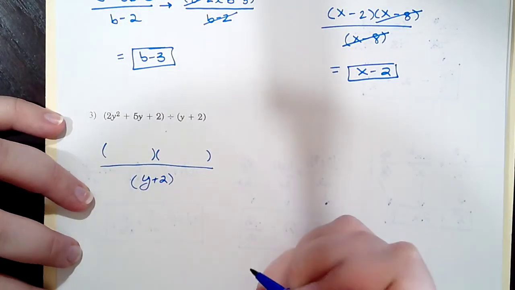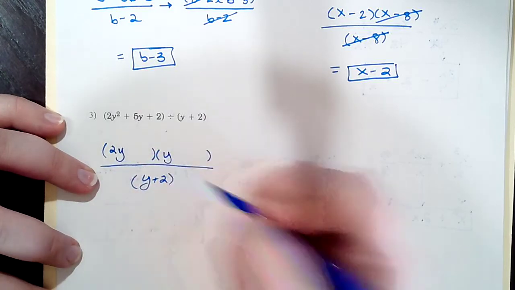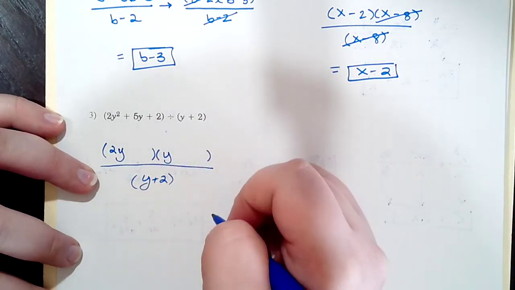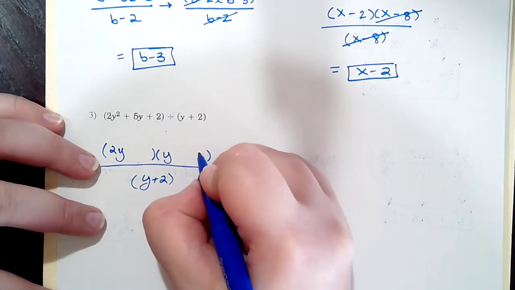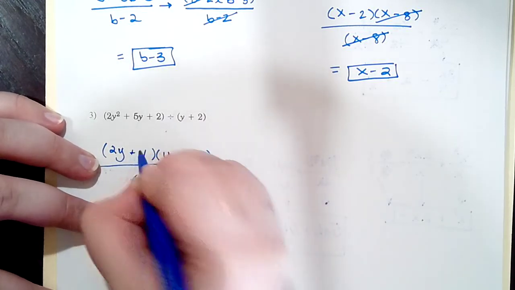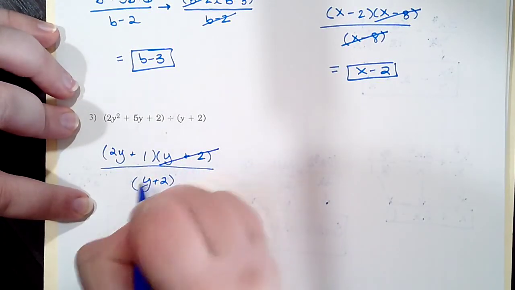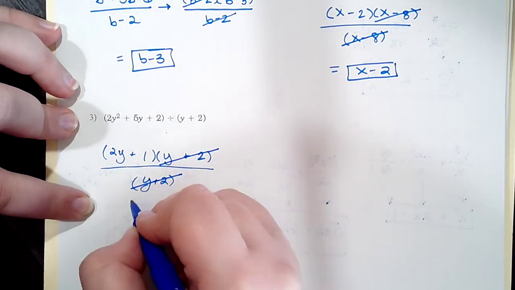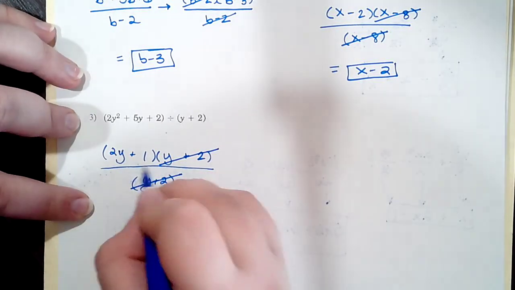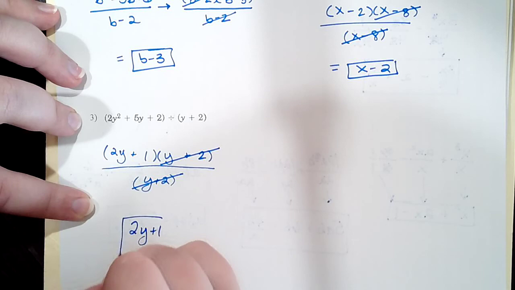I put it over y plus 2. This top part, 2y squared, this is y. The only way to get a 2 there is a 2 and a 1. The only way to get a 5 in the middle is to make both of those positive. Now my y plus 2's do in fact reduce. That becomes a 1, so 2y plus 1 times 1 is 2y plus 1.